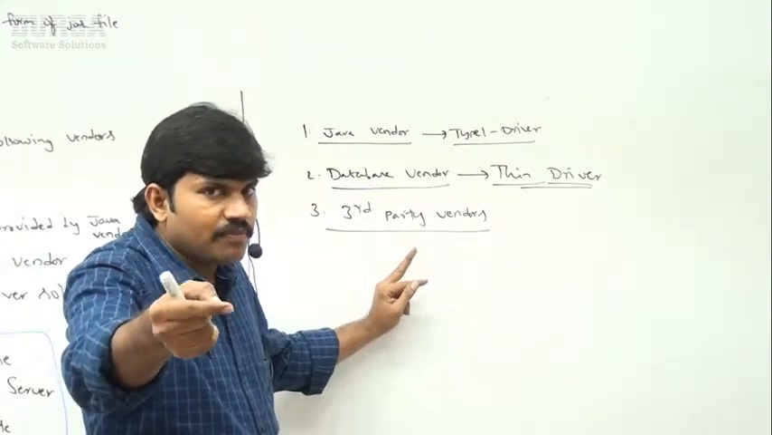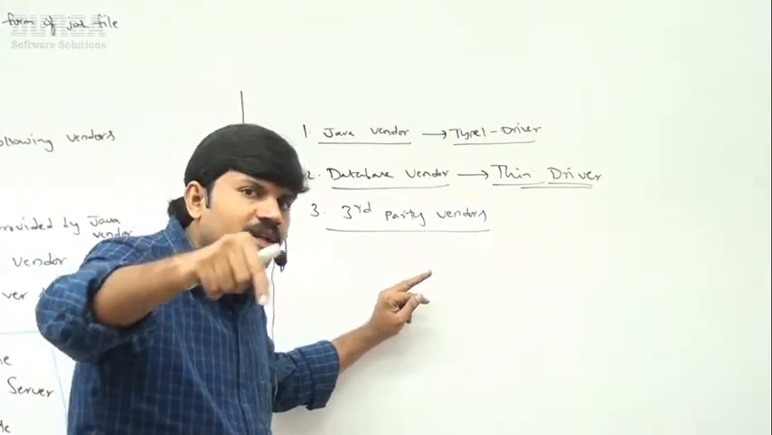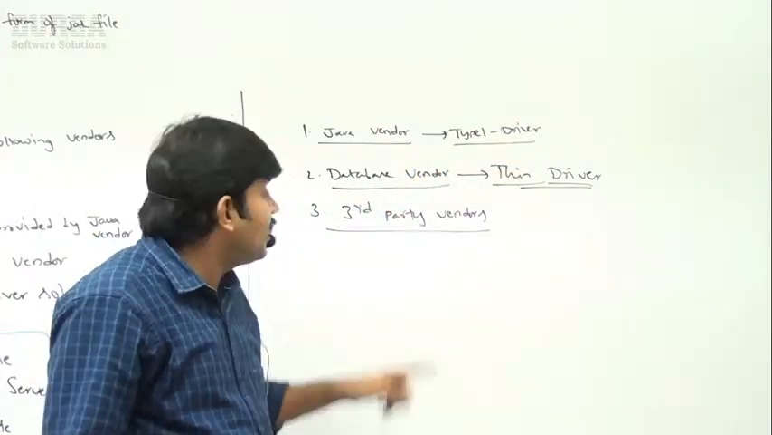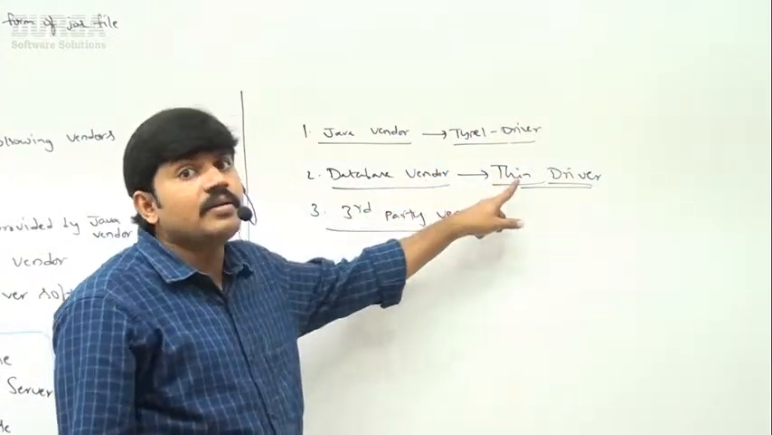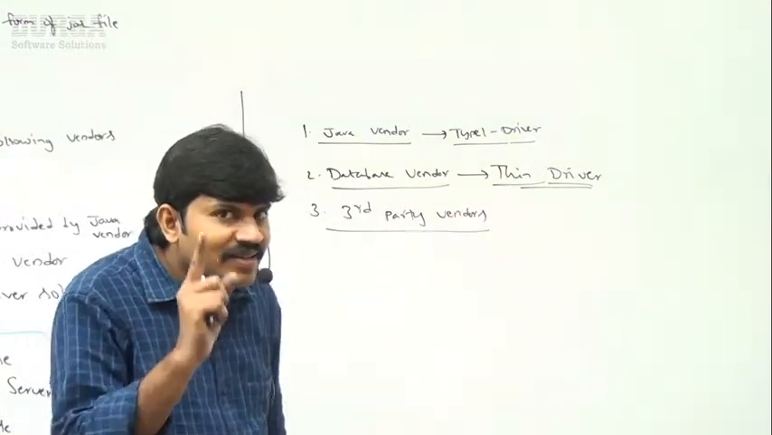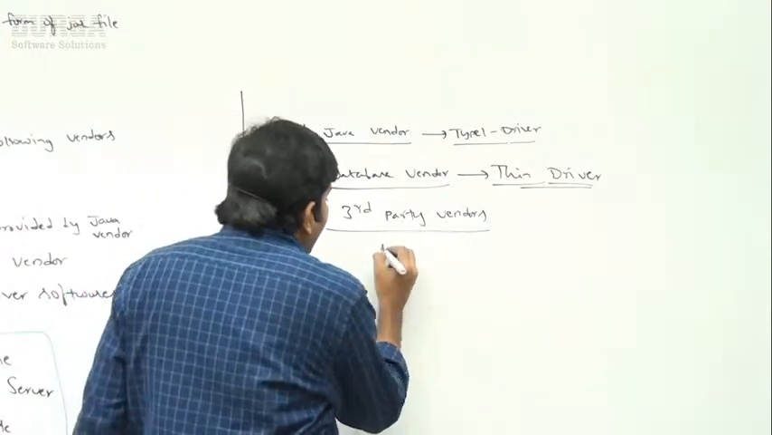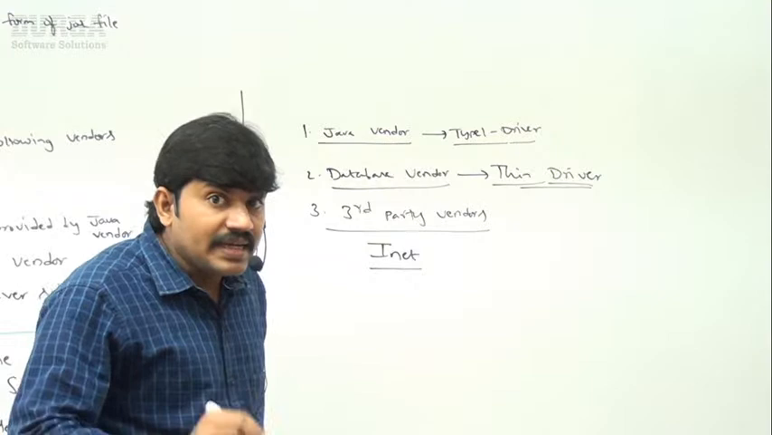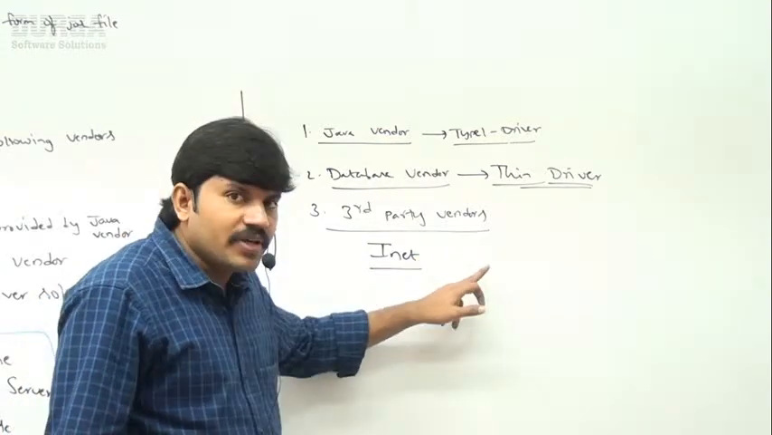Can you give an example of driver software provided by the Java vendor? Type 1 driver. Can you give an example provided by the database vendor? Thin driver. Can you give an example provided by a third party vendor? Yes, remember that. Sir, iNet. What is that, sir? Can I explain? iNet is a software company.